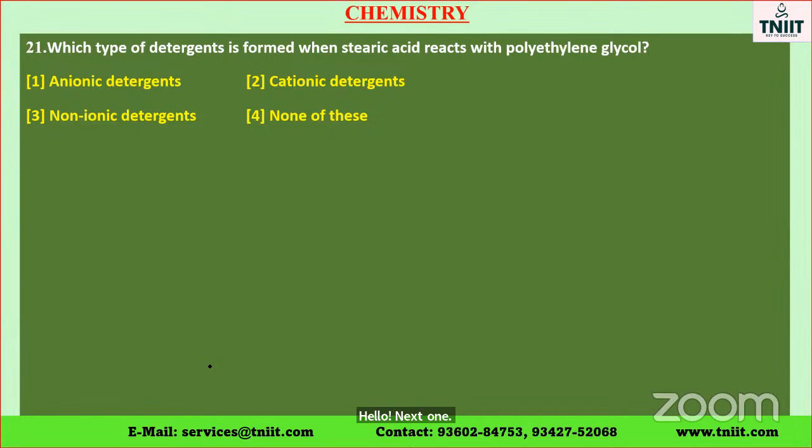Which type of detergent is formed when stearic acid reacts with polyethylene glycol? Stearic acid is C17H35COOH. Ethylene glycol is CH2OH, CH2OH. Now, the type of detergent formed.